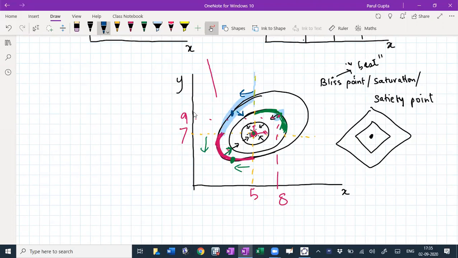In some sense, Y has become a bad, but X is still a good commodity for me. That means I want more of X and I want less of Y. So I'll move in this direction to get closer to my bliss point.